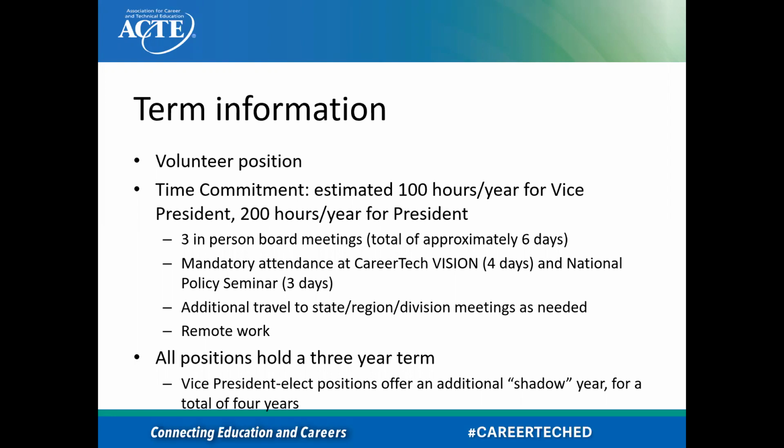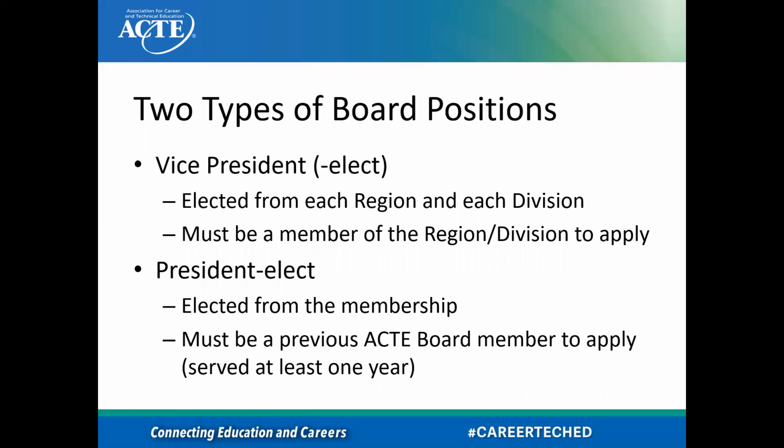All of these positions hold a 3-year term, and these 3-year terms are staggered for each position. So we do not have all of the board rotating at the same time. It's staggered so that we have consistency within the board. There's also an option for a vice president-elect position, which offers an additional shadow year. So it would essentially be a 4-year time commitment.